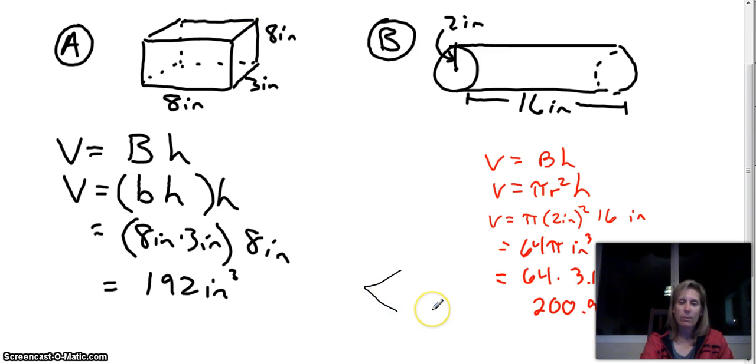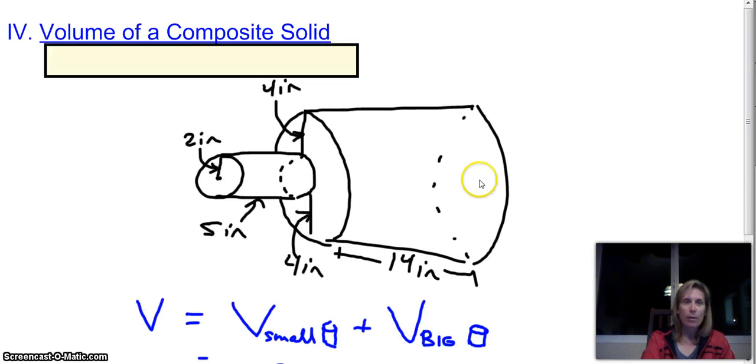Oops, shoot. That's as good as I can do with this cursor. So there you go. The A figure is less than the B, or B is greater than A. Very good. Let's move on.